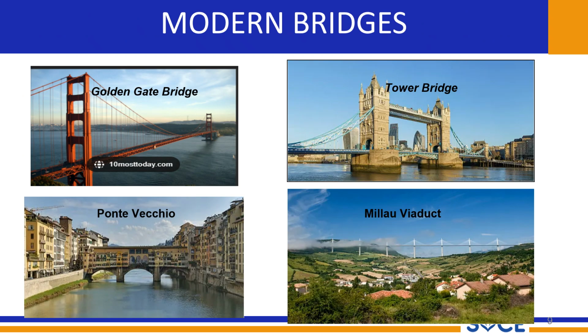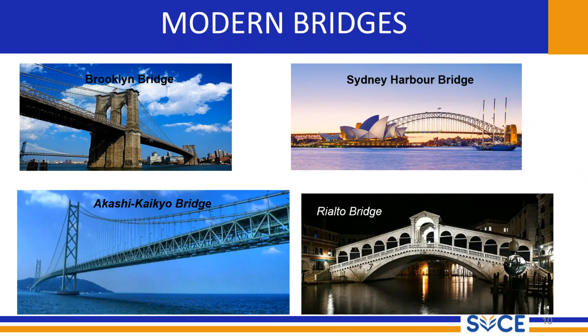So these are a few pictures of modern bridges. We have the Golden Gate Bridge, which is a suspension bridge, and we have this Tower Bridge, and we have this viaduct. And we have this Brooklyn Bridge, Sydney Harbour Bridge. So these are some of the modern construction bridges. I have taken them for reference.